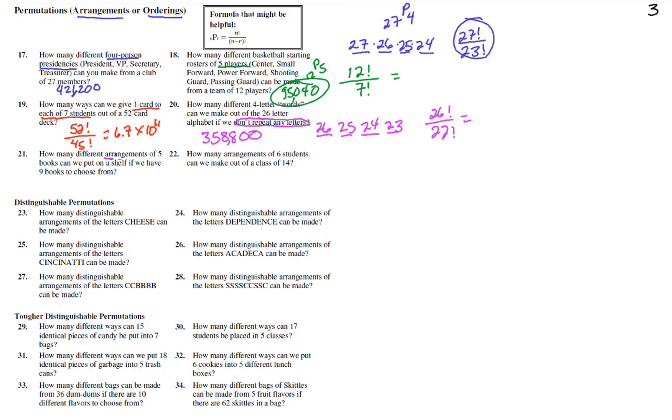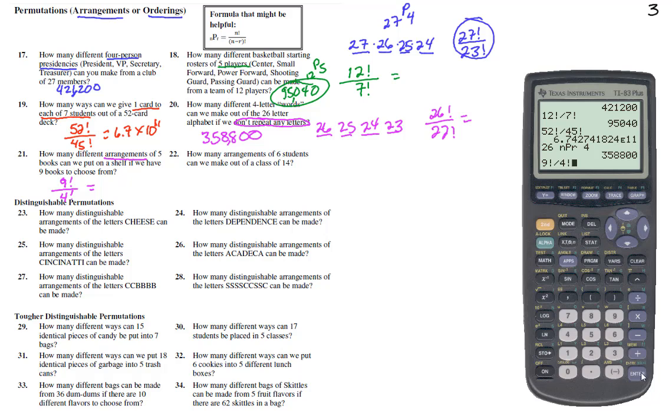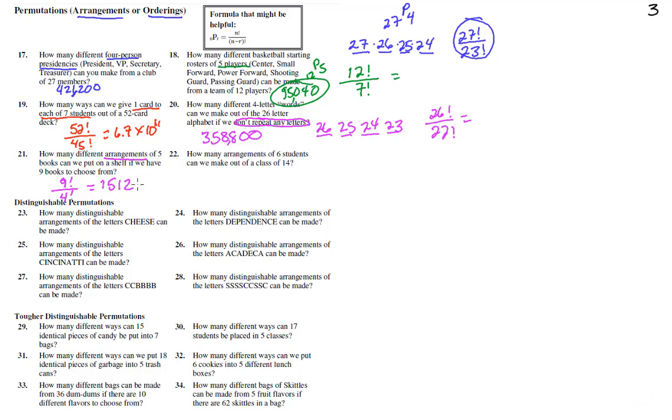And notice in arrangements, that's where we're using this, and in ordering. It's going to be different from our combinations later on. How many different arrangements of 5 books can we put on a shelf if we have 9 books to choose from? We're going to have 9 factorial over 4 factorial. Again, we don't use the 5, we use 9 minus 5. And what does this equal? 9 factorial over 4 factorial is going to be 15,120.